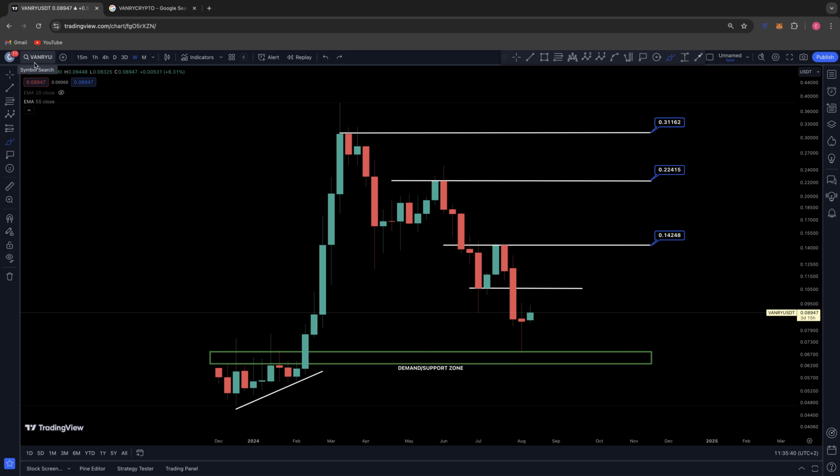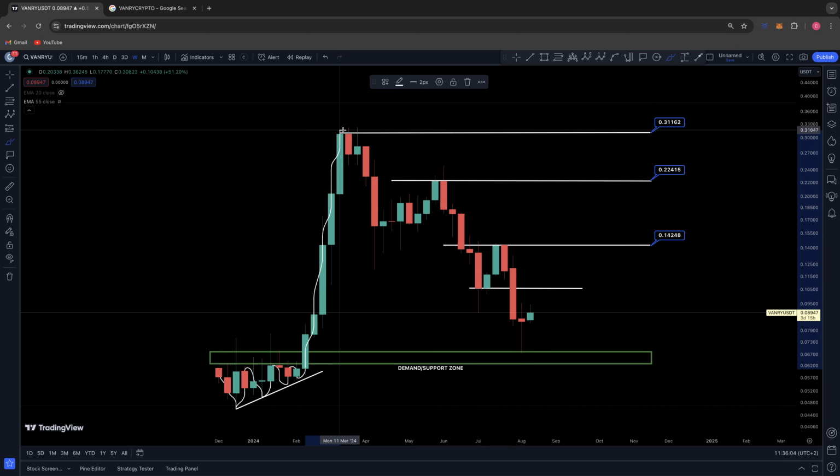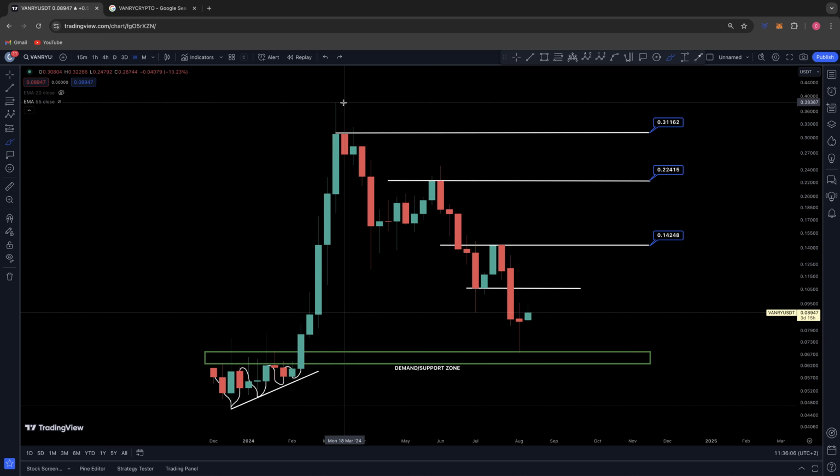The ticker is VANRY against USDT on the weekly time frame. So let's give a quick recap. Since December of 23, we had this sort of ascending triangle where we were caught between a level of resistance and support. We were building up this higher level of support over time. And then coming into February, we actually broke out and put in this really impulsive move up to our current all-time high, which sits at 38 cents.